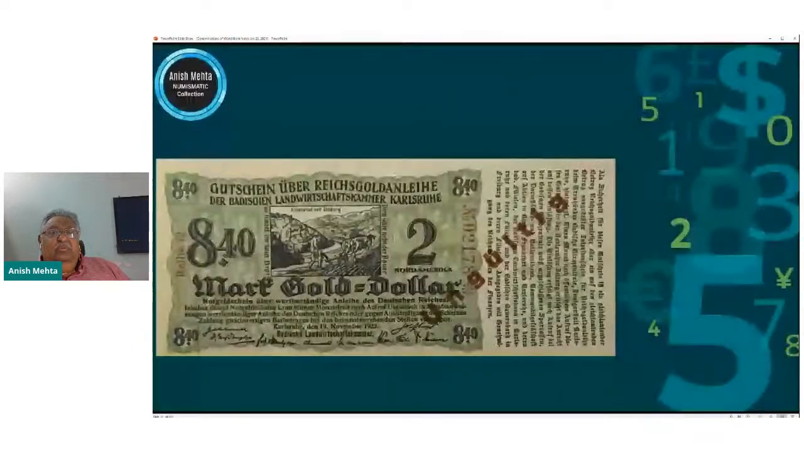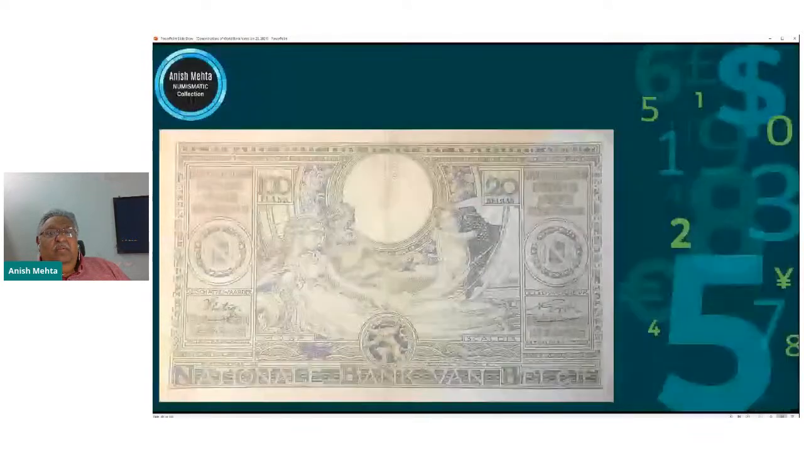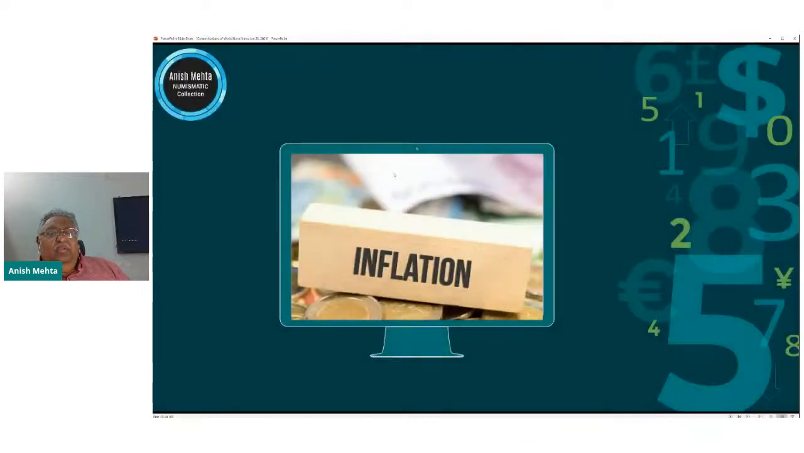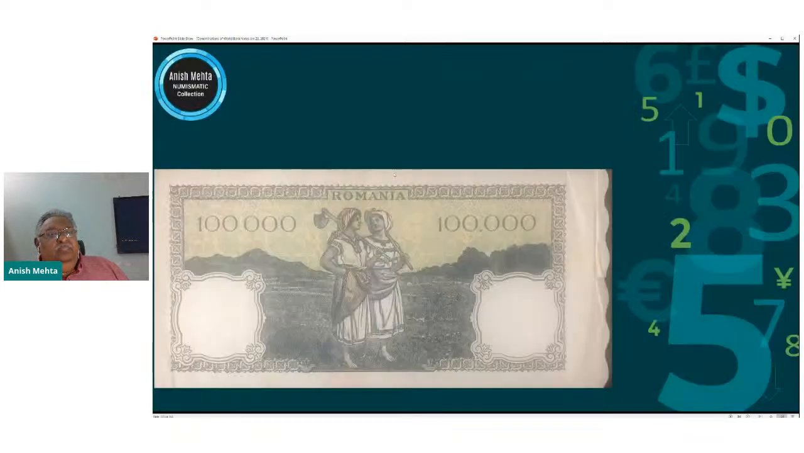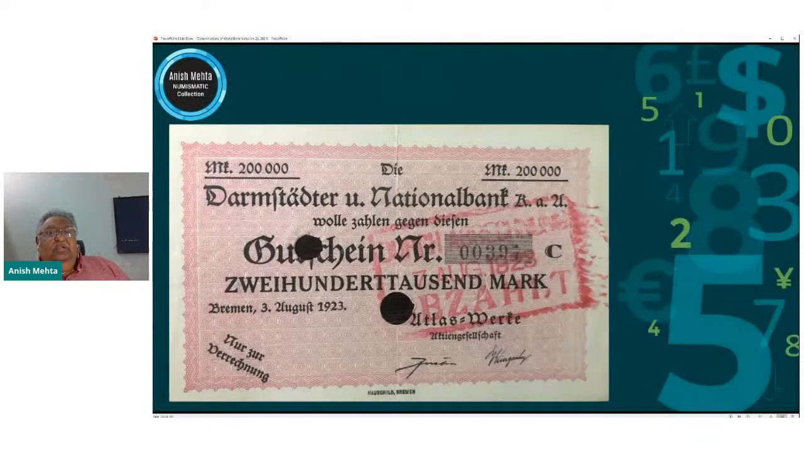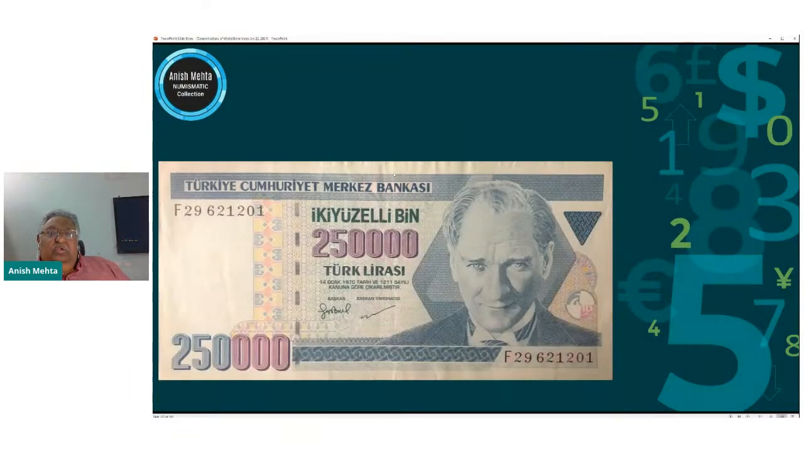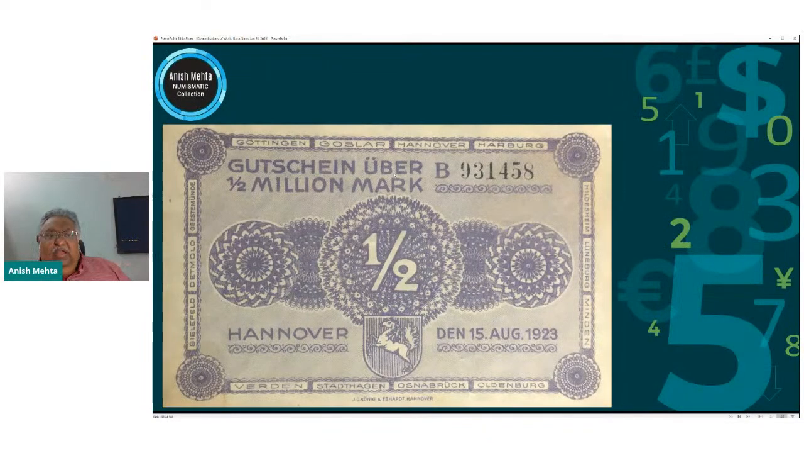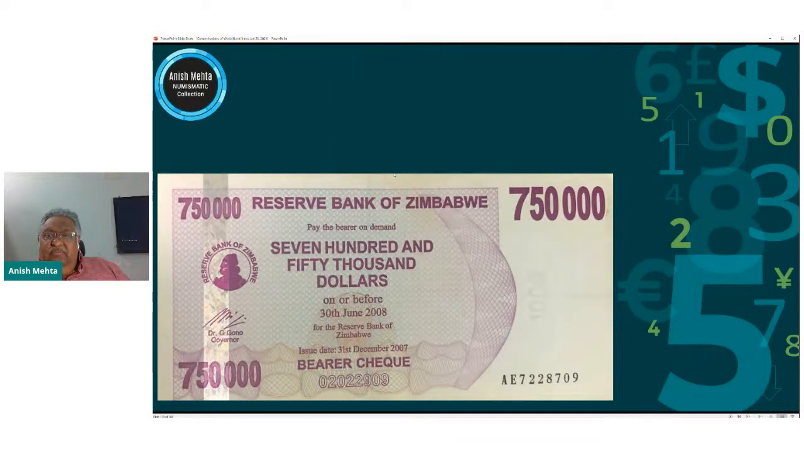These are basically German marks. This is again a fixed from Belgium. Now coming to the inflation banknotes, 100,000 from Romania, 200,000 marks, 250,000, this is 500,000, this is half a million, which is again 500,000, 750,000.